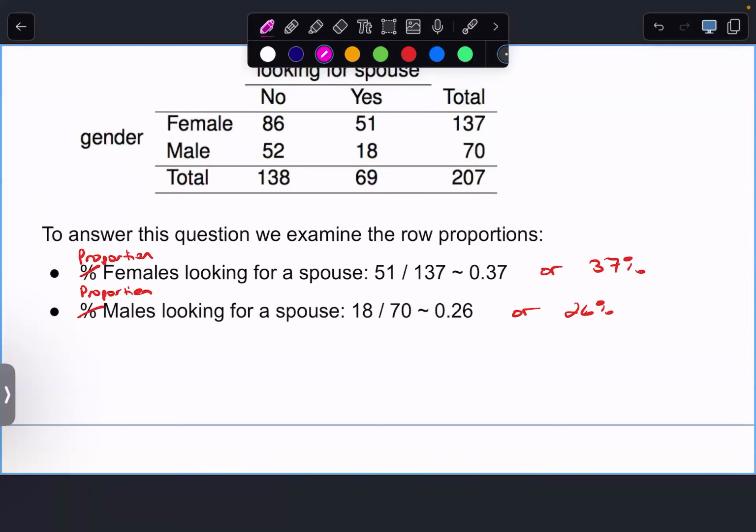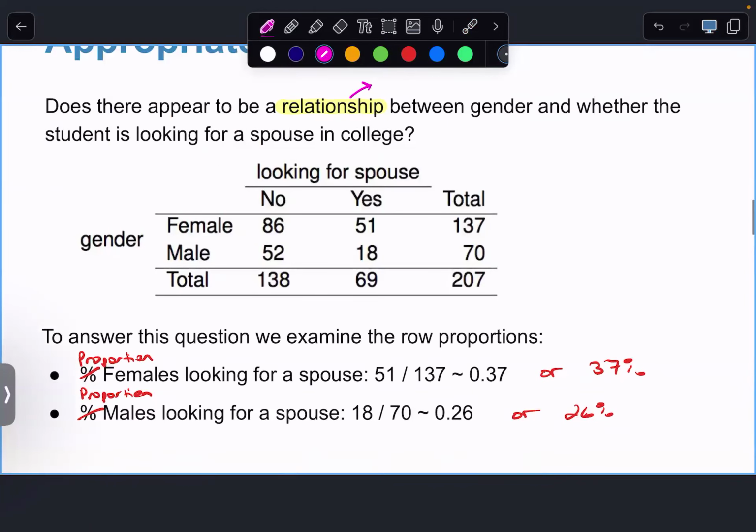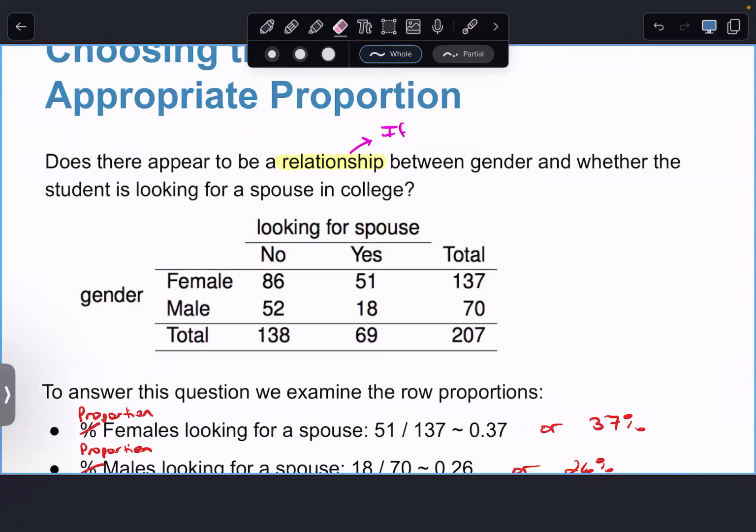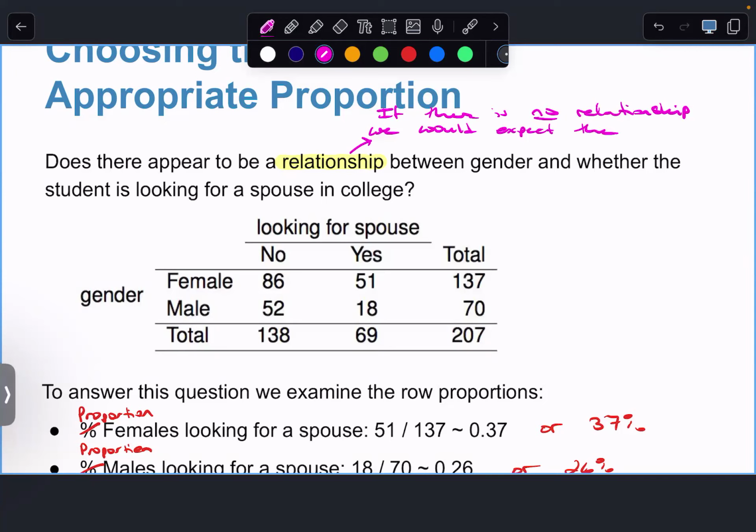And so here, we're going to say, if there is no relationship, we would expect the percentages to be roughly the same, right? Regardless of gender. We would expect the percentages to be roughly the same for the two genders.